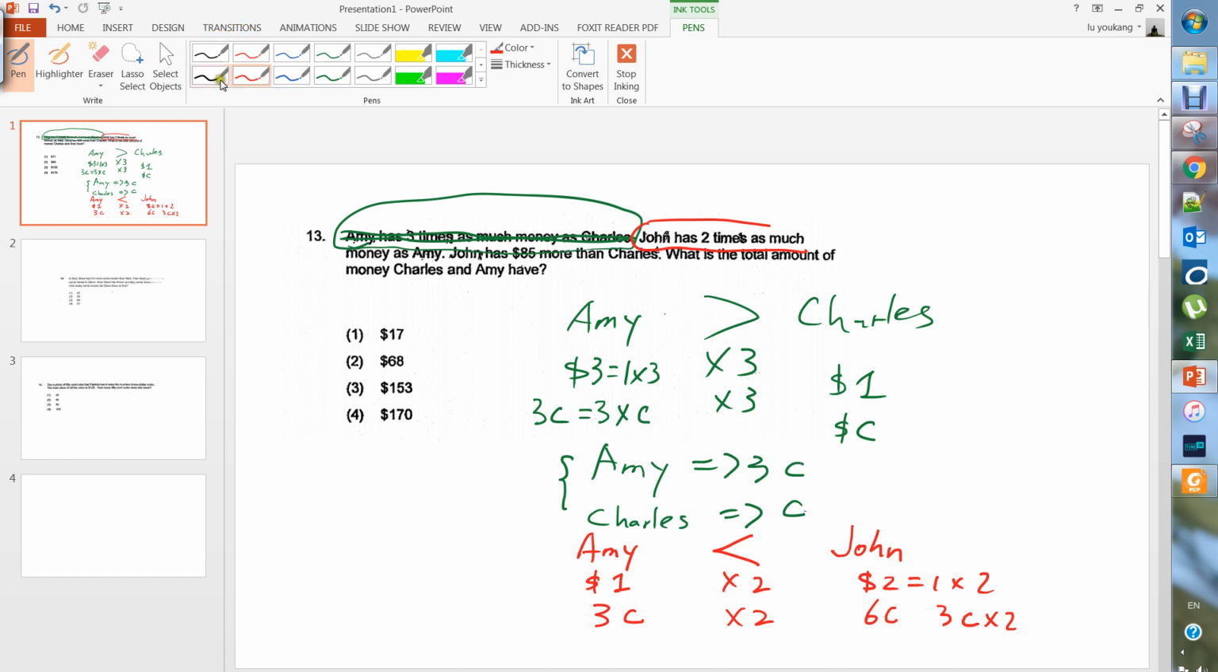So that means John is 6C, right? If I ask you how much Charles has, point. How much? C. How much John has? 6C. Very good. So now your focus is on this bracket already. The rest is just working. This statement, cross. Cross means you don't have to read this statement anymore, because it is already completed.